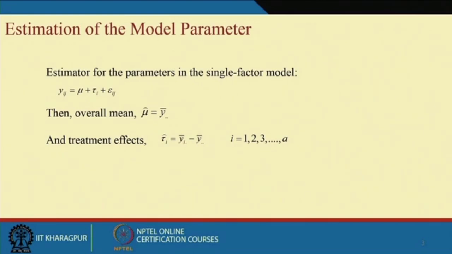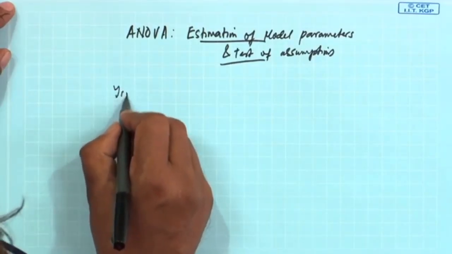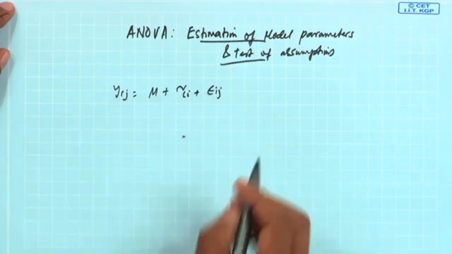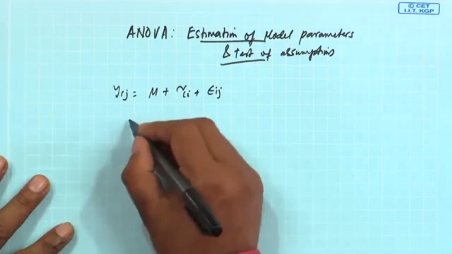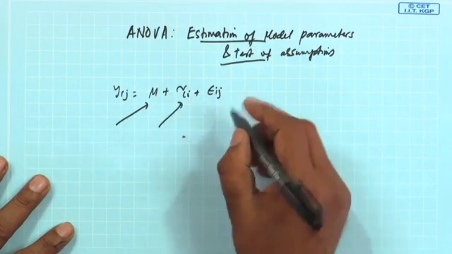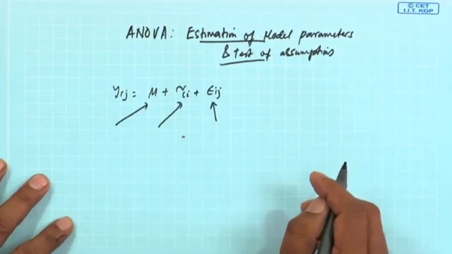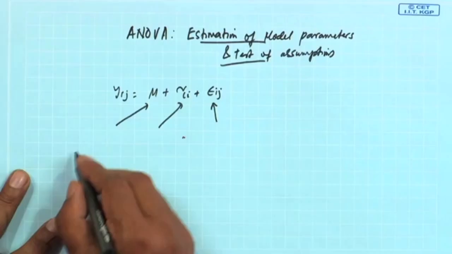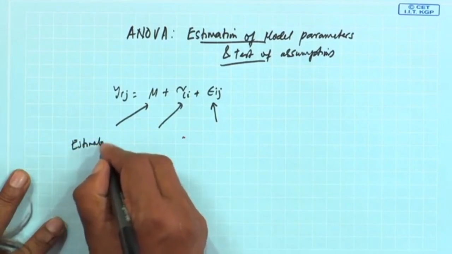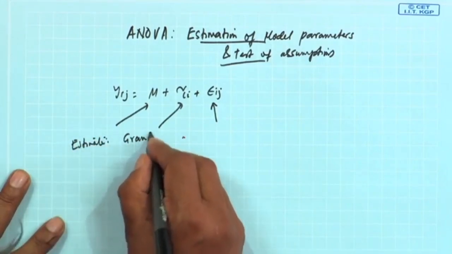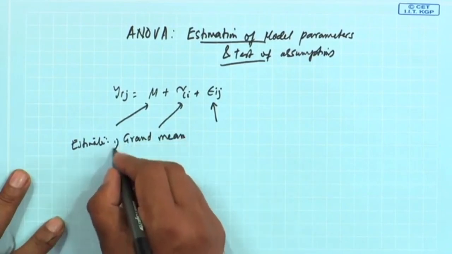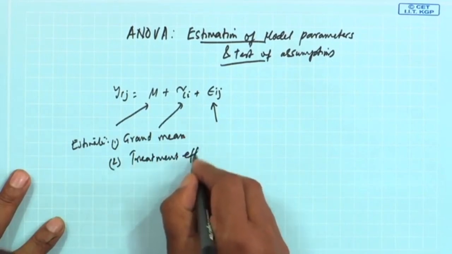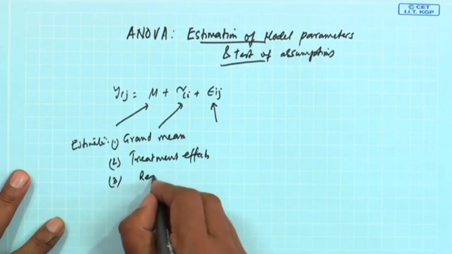Let us now see the model. The ANOVA model is Y_ij = mu + tau_i + epsilon_ij. So, what are the model parameters here? mu and tau_i. In addition, you also require to compute errors, which after computation are known as residuals. So, what do we want to estimate? We want to estimate the grand mean, the treatment effects, and the residuals.